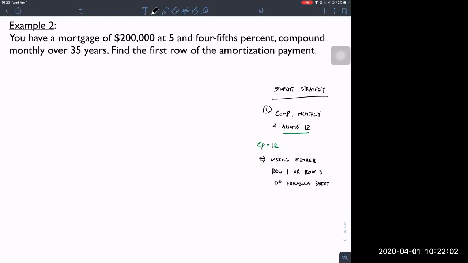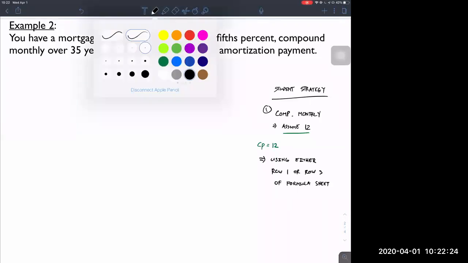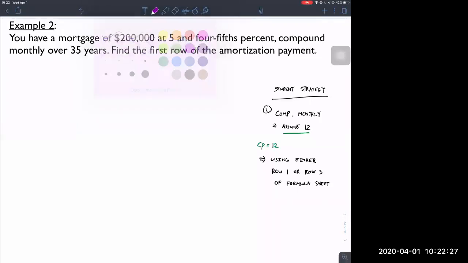Right. So if you were the first student, whoever that was, you don't have to reveal yourself, I just didn't recognize your voice and I'm sorry. If you said, oh yeah, I saw compound monthly, I assume 12. 12 what? CP is 12. Okay, how does that help me pick a formula? Oh, I know it has to be one of the first or third row. Now, obviously, if you're like Maeve and you see mortgage, you know that my strategy is, you know that it's a present value annuity.